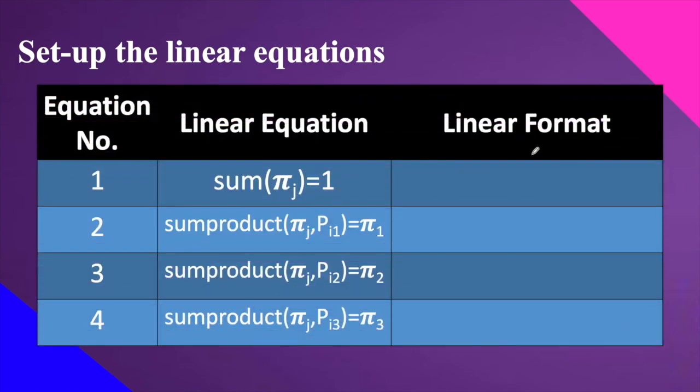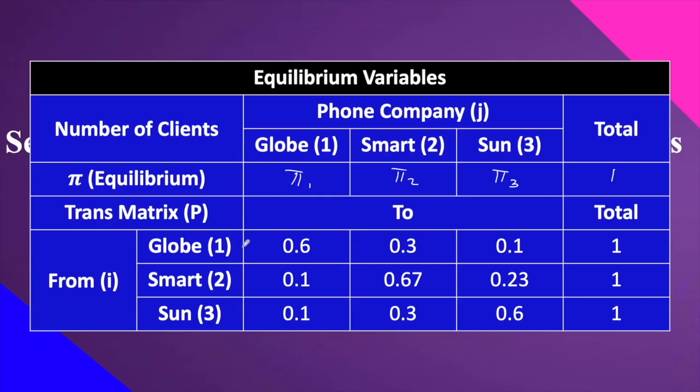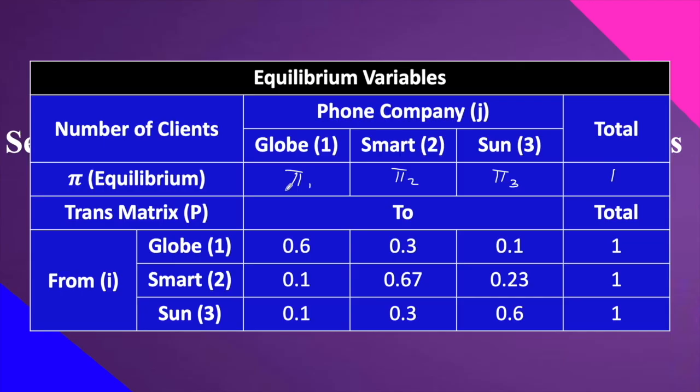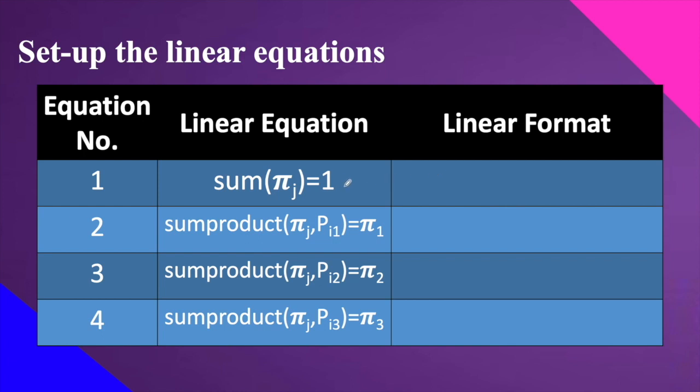So, linear equation, ano po ito? We have 4 equations na mabubuo. Actually, ito, equation 1, equation 2, equation 3, and equation 4. With linear equation number 1, summation of pi sub j, what is j? That is the phone company. Meaning to say, i-add po natin itong tatlo, pi sub 1, pi sub 2, and pi sub 3. Sabi niya dito, it must equal 1. Therefore, that is the linear equation. If we are going to convert that into linear format, that will be pi sub 1, yung nabanggit ko, plus pi sub 2 plus pi sub 3 equals 1. So, this is the linear format.